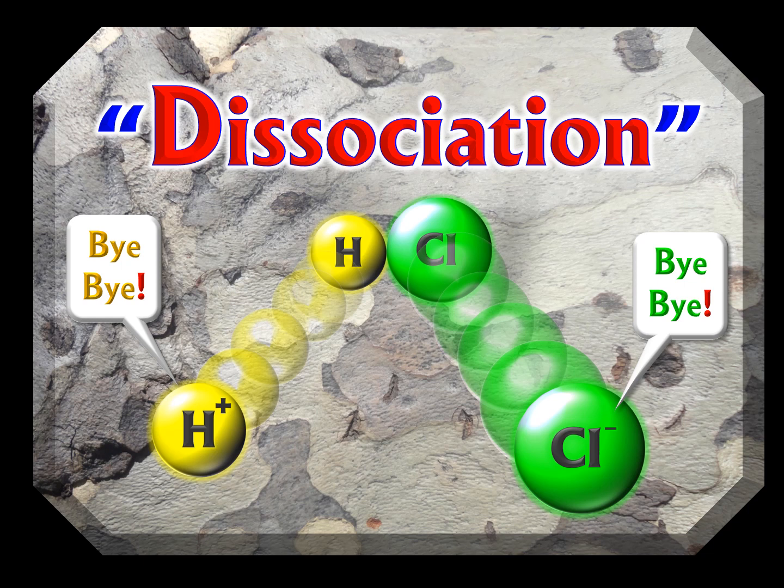So here's an example. HCl is a molecule. It's not an ionic compound, but it will often dissociate. That means the hydrogen breaks off and the chlorine breaks off, becoming chloride, and you wind up with two ions, positive and negative. This is critical for understanding acids as well as bases. So dissociation, know what that word means.